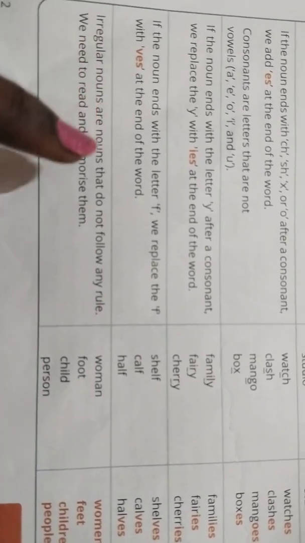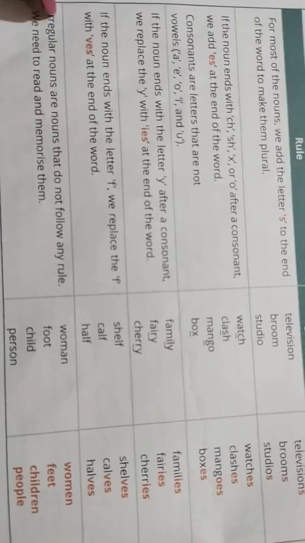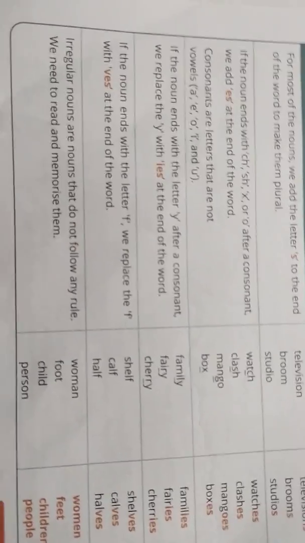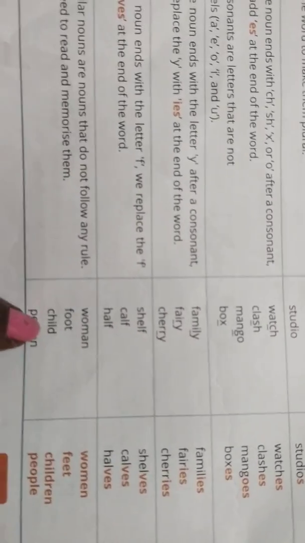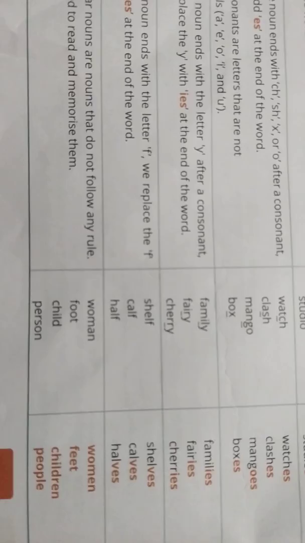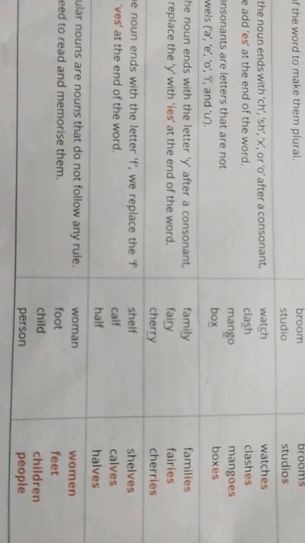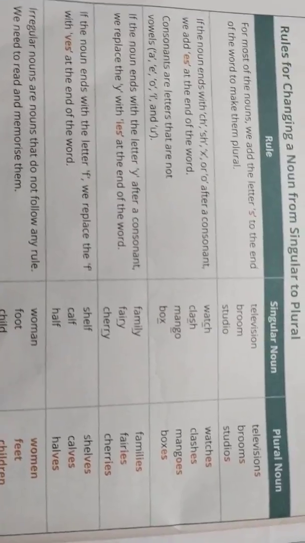Then irregular nouns are nouns that do not follow any rule. We need to read and memorize them. So regular nouns we have changed, but irregular nouns won't follow any rules. We need to just read and memorize them. So woman, women, foot, feet, child, children, person, people. There are so many nouns like tooth, teeth, goose, geese, mouse, mice. So it goes on. You just need to learn and memorize them. So these are the 5 rules that we need to follow in nouns to change the singular into plural.